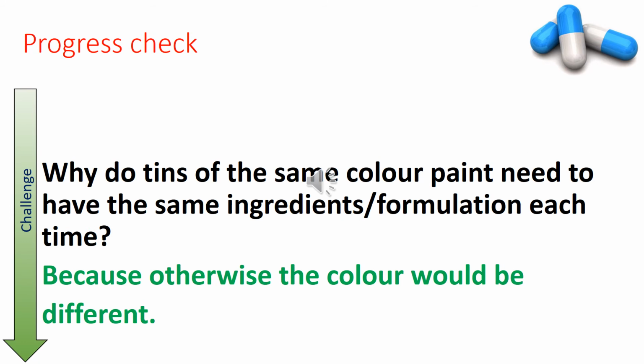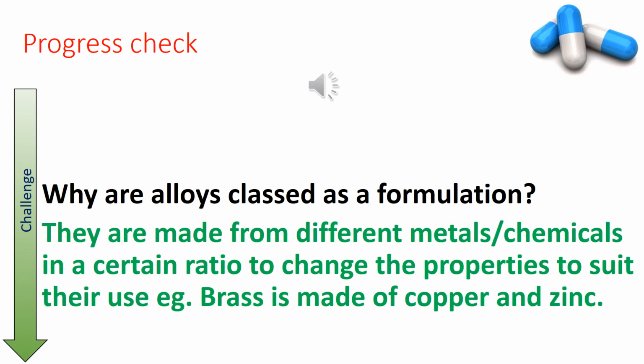Question number 3, why do tins of the same color paint need to have the same ingredients or formulation each time? This is because otherwise the color would be different. Right, the last question, why are alloys classified as a formulation? This is because they are made from different metals or chemicals in a certain ratio to change the properties to suit their use. So for instance, brass is mainly used as door handles and fittings. So brass is made from copper and zinc.